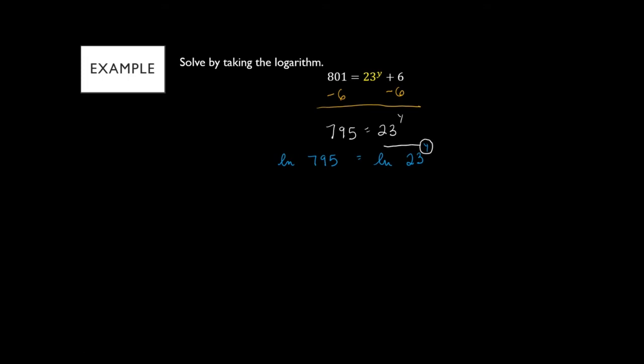And then that y drops down in front. So we end up with the natural log of 795 equals y times the natural log of 23. You can either use the dot to show that's y times that, or you can put it in parentheses. But I always like to make sure my variable is in front so it doesn't look like the variable is inside your log part.